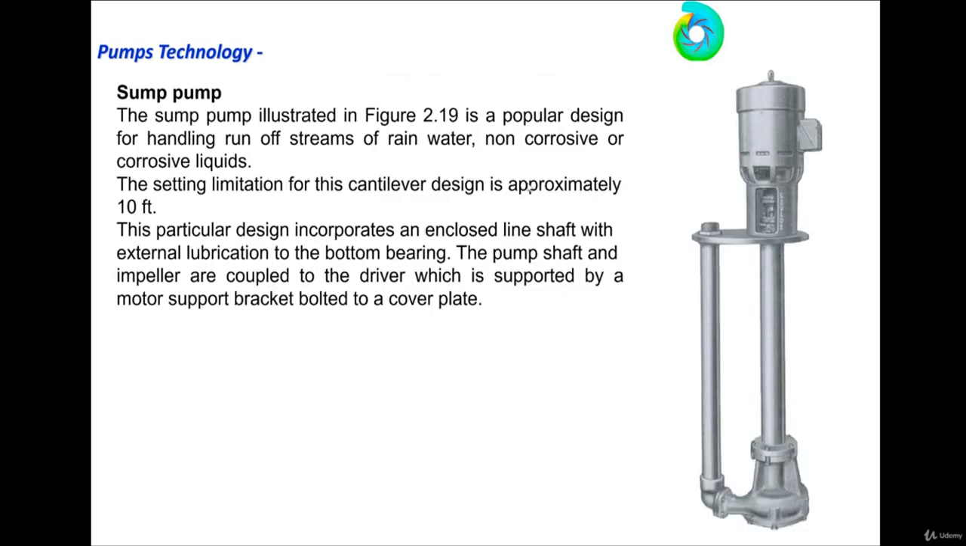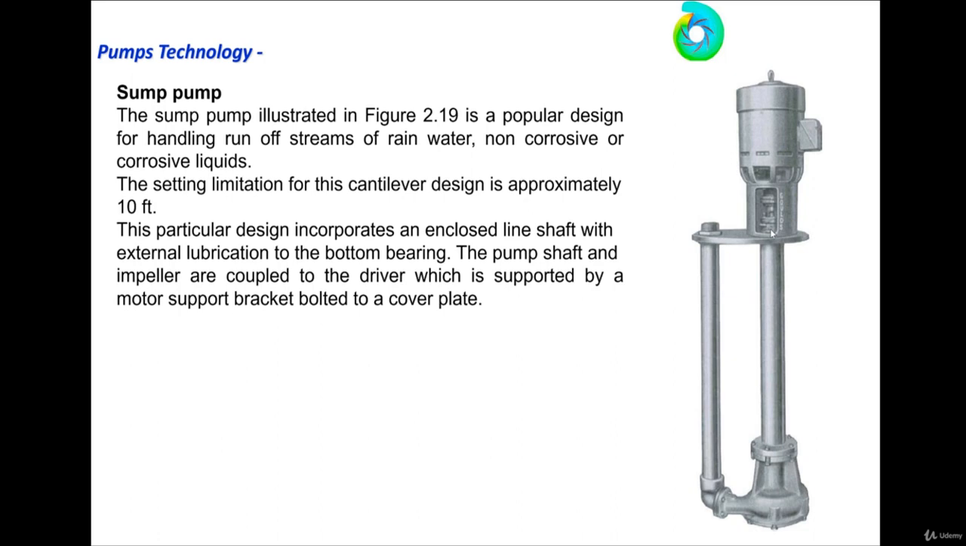The second type of vertical pump is the sump pump. It is a popular design for handling runoff streams of rainwater, non-corrosive or corrosive liquids. The setting limitation for this cantilever design, yes, cantilever, because you have one impeller here and the fluid comes from there and goes through the discharge line above the ground. This plate is supported above the ground and this is submerged in the liquid. This is a motor, this is a gear, this is a coupling, and this is the bearing or the seal.